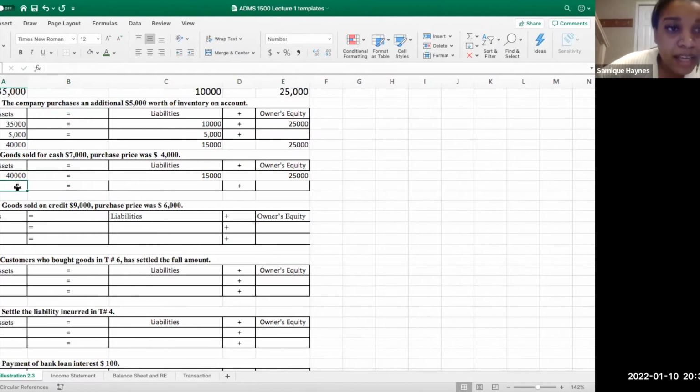Okay, goods sold for cash, $7,000. Purchase price was $4,000. Now, what do you think we're going to do here? We sold goods for cash, $7,000.